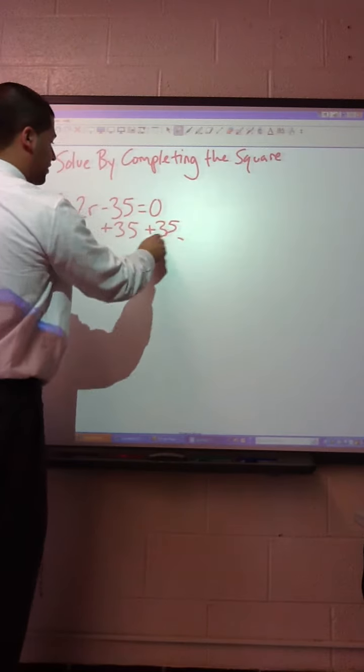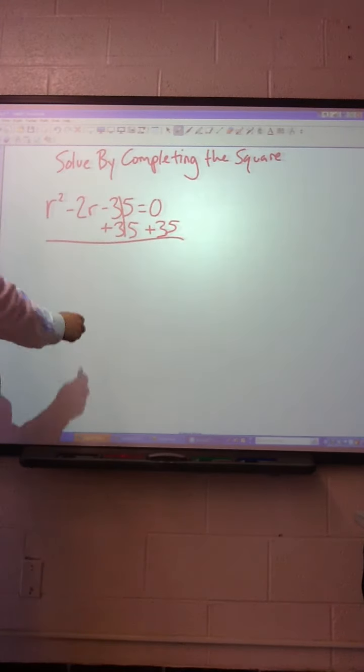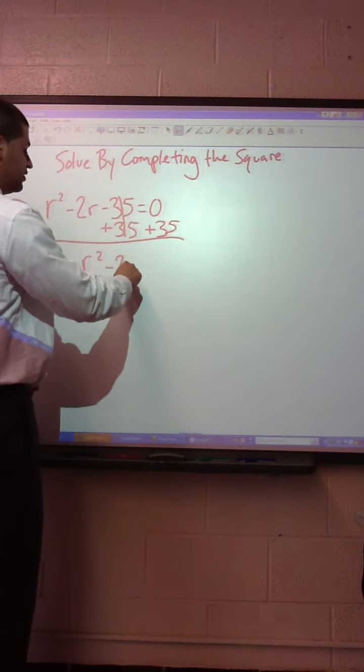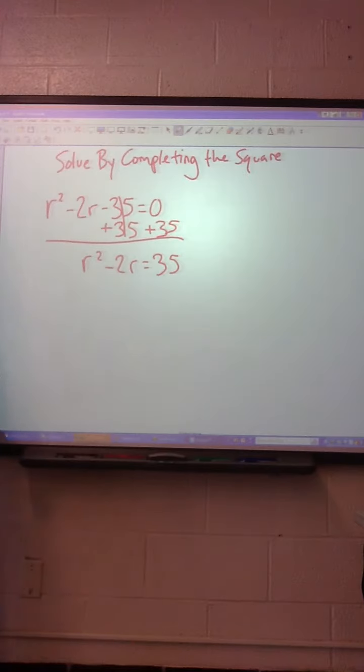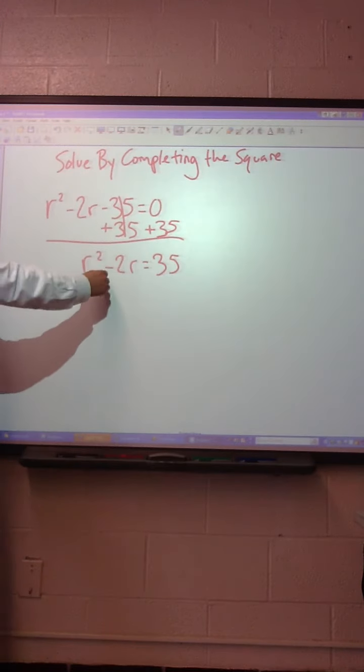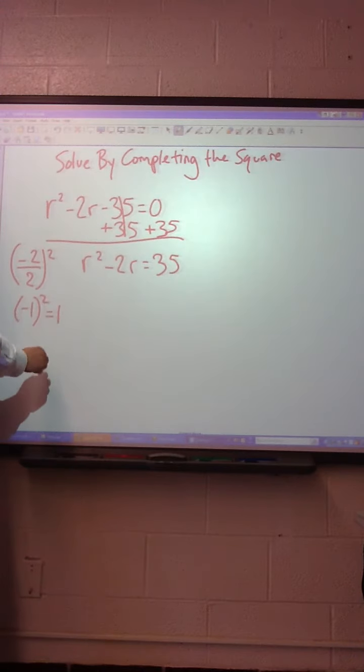So we're going to add the 35 to each side. So we have all variables on one side, all constants on the other. R squared minus 2r equals 35. From here, we need to take our b over 2 and square it. So we have negative 2 as our b, divide that by 2, and square it. So it's negative 1 squared, which is 1.